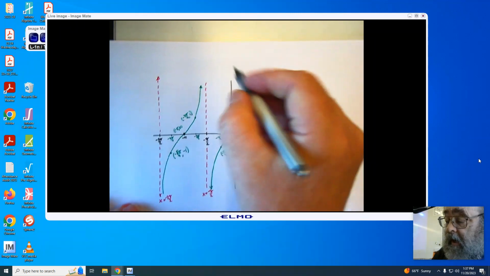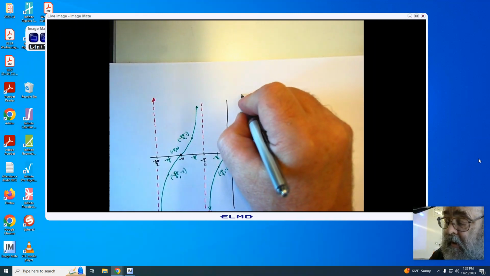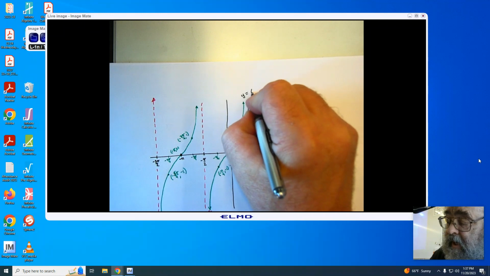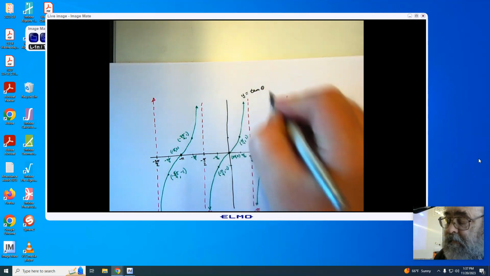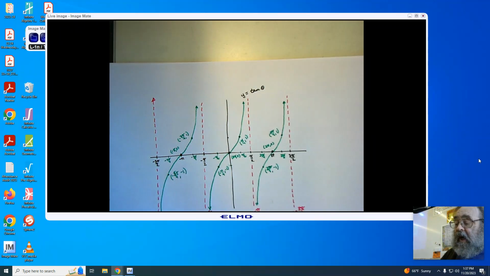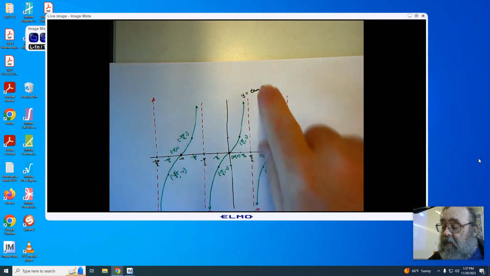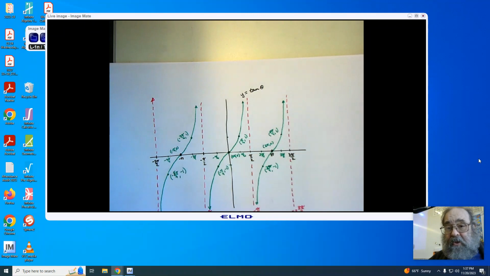What you're currently looking at, let's just make sure we label it, is y equals the tangent of theta. Now there is no stretch. We're not multiplying by anything in front of theta that will cause it to shrink or stretch or squeeze. There is no vertical shift. There's no change in our period.